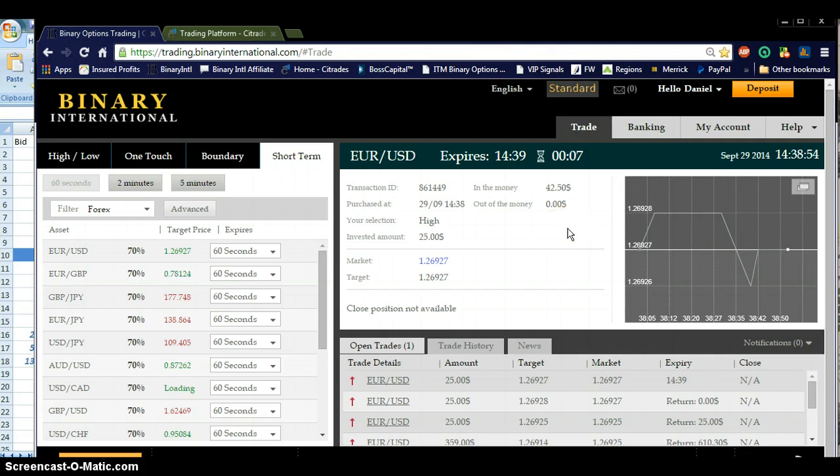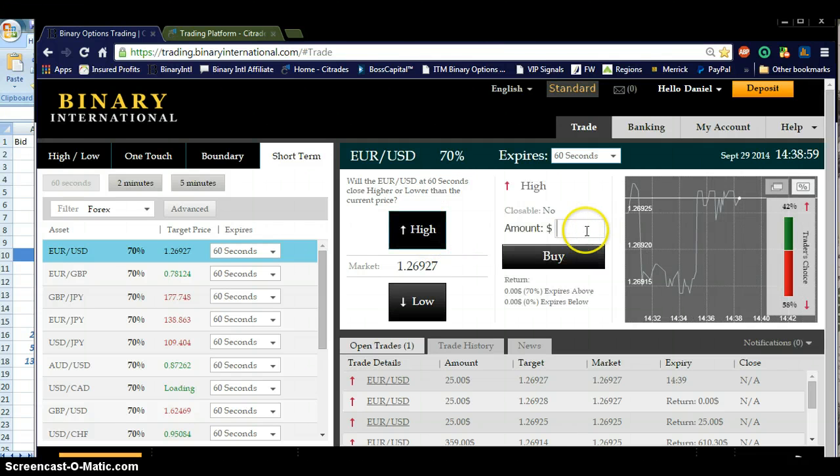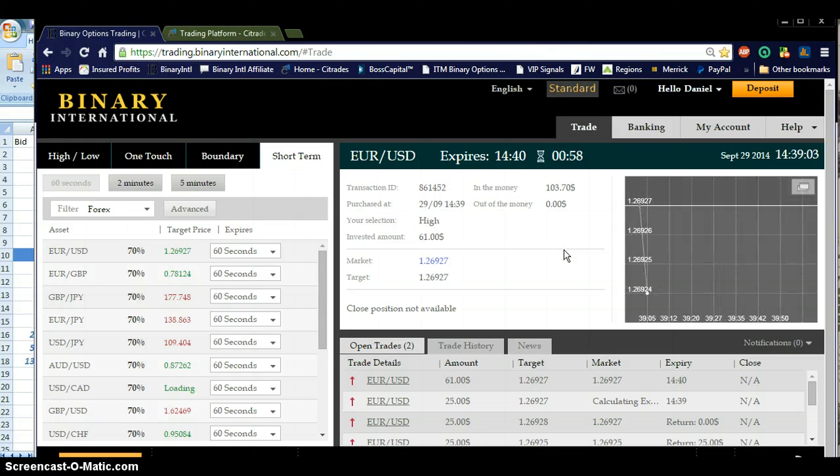I'm going to do, because I can cover the investment, I am going to do a 61 recovery just to try to maximize the profits at the end of this session. And it looks like, oh, I don't know, it's too close to tell. But I did a recovery trade anyway.